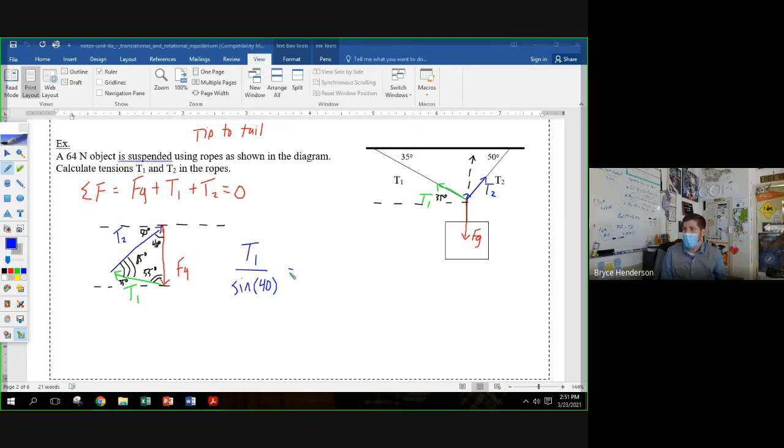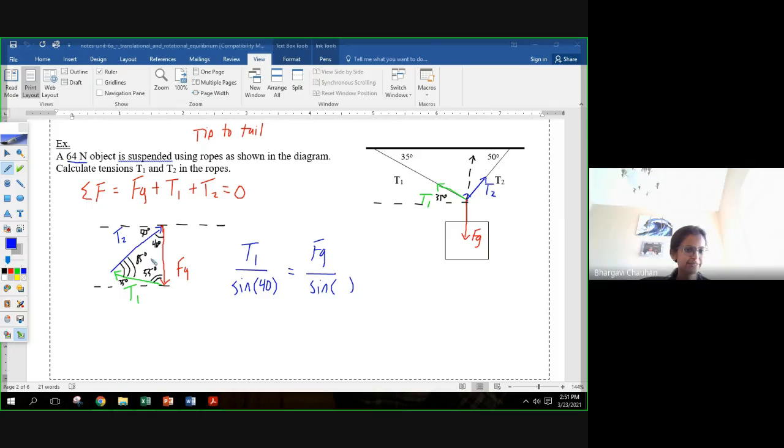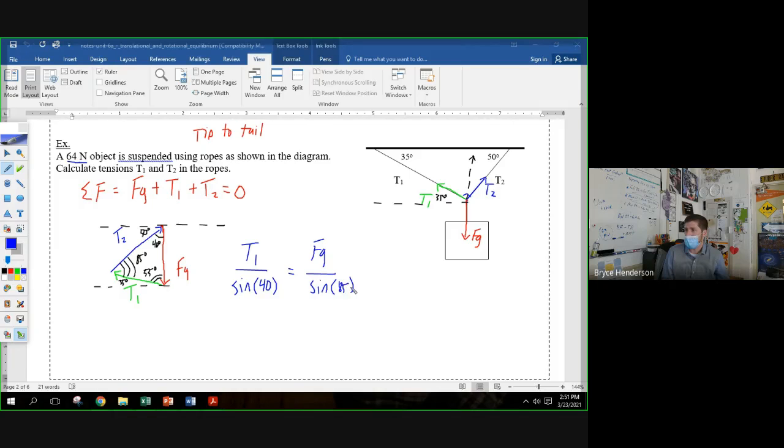And then that's going to be equal to FG. I'm picking FG because they gave me this 64 newtons, over the sine of the angle opposite FG, which is 85. Perfect. So that means that T1 is equal to FG sine of 40 divided by sine of 85. And that's a number. It gives us an answer of 41 newtons.